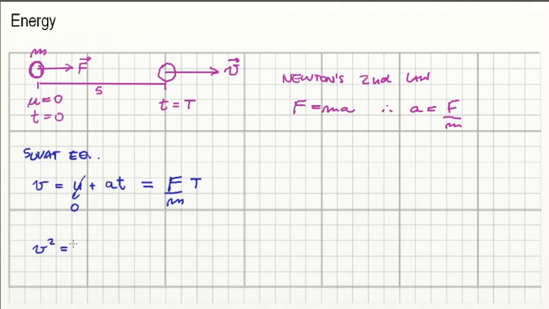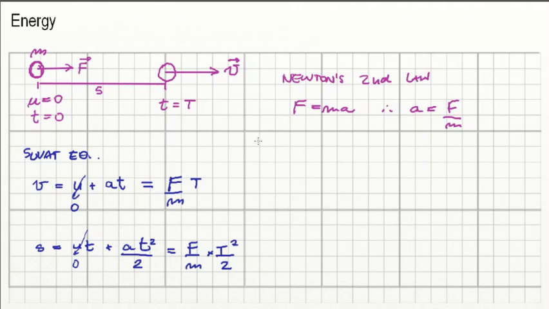Now, another SUVAT equation. We know that s is equal to ut plus at squared divided by 2. Now, we want to find the displacement, and we will have all the information that we need here. So u is 0, so this term will be 0. t here will be capital T squared. And for the acceleration, we can use Newton's second law again. So this will then become F divided by m times capital T squared over 2.